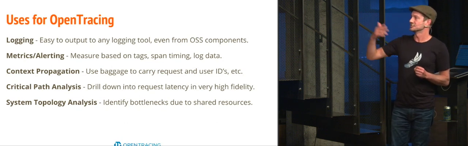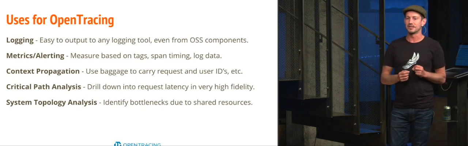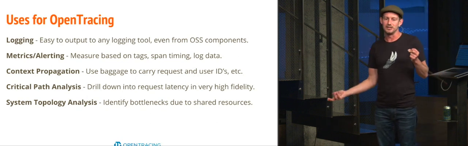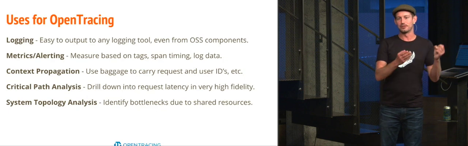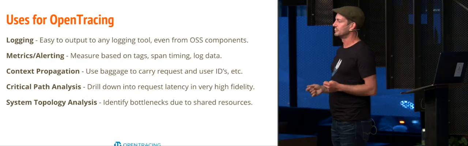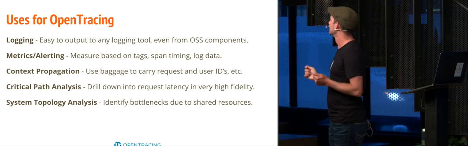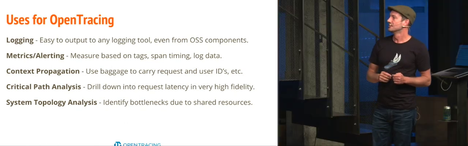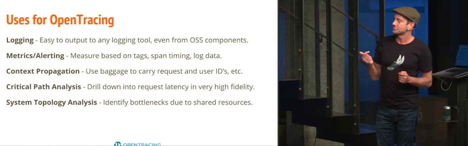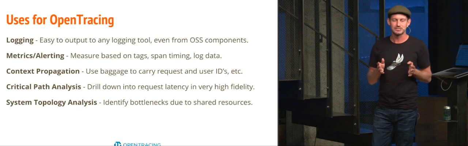Context propagation, just a general purpose way of being able to propagate information down your stack rather than go to each call site. You just have this general purpose way of doing that. So that makes it easier. Critical path analysis and systems topology. This is more like traditional tracing.